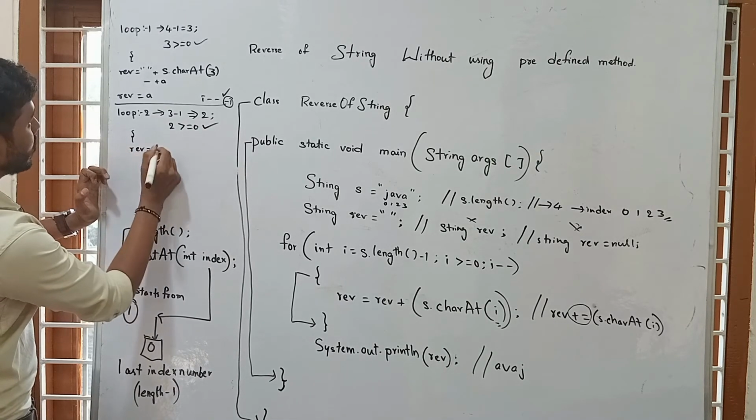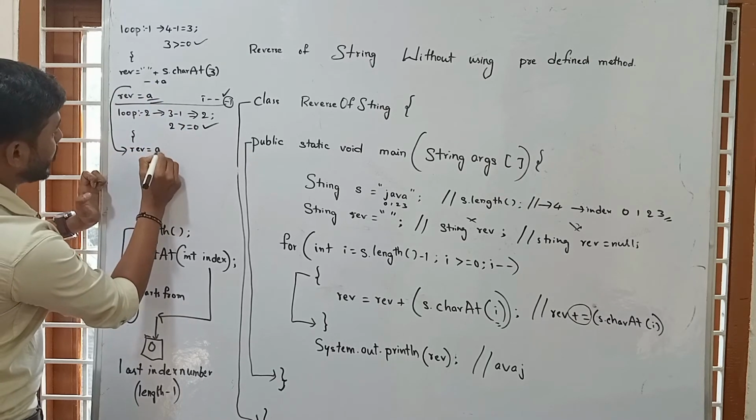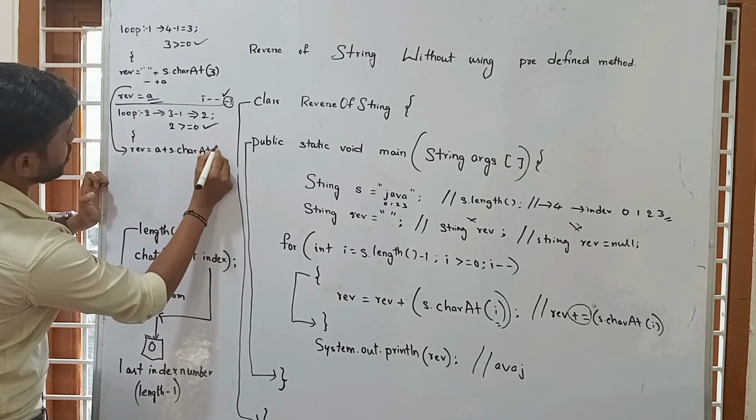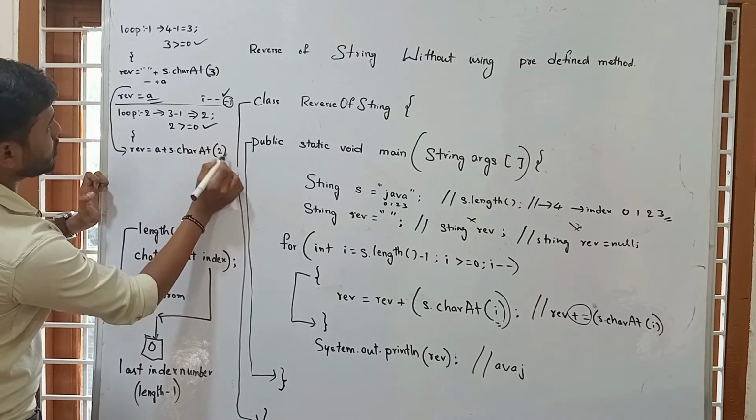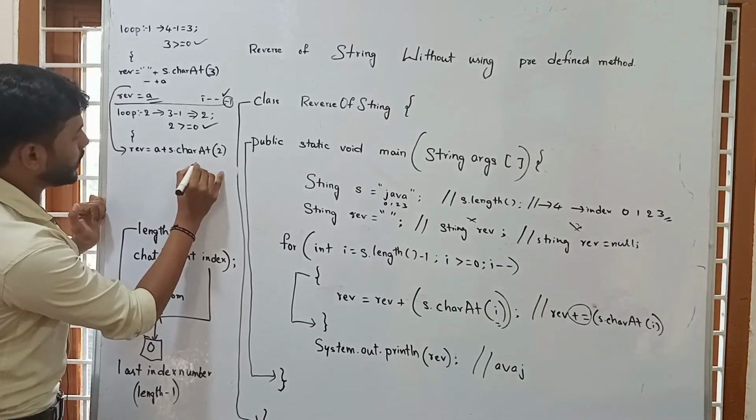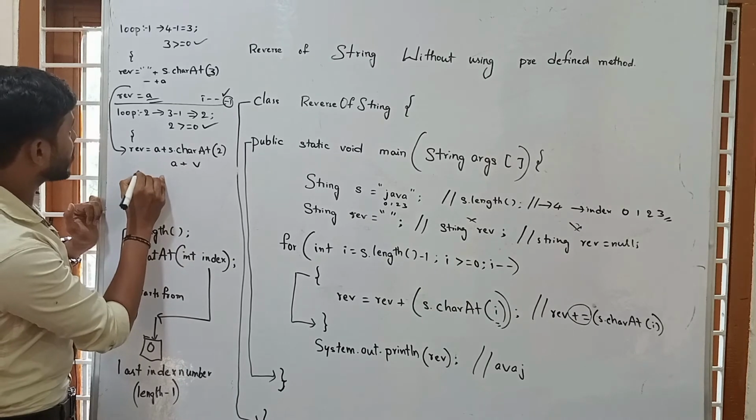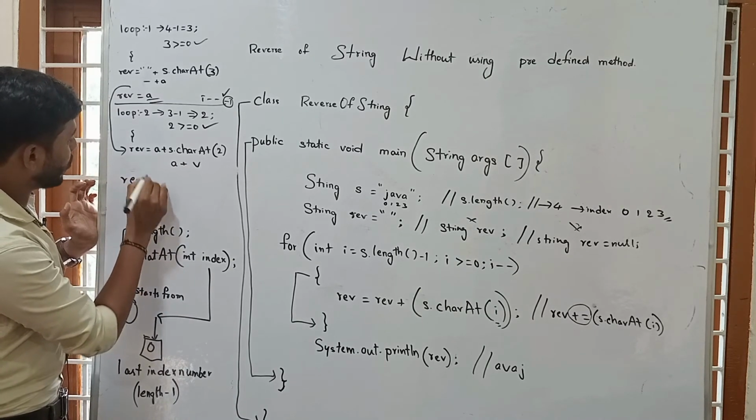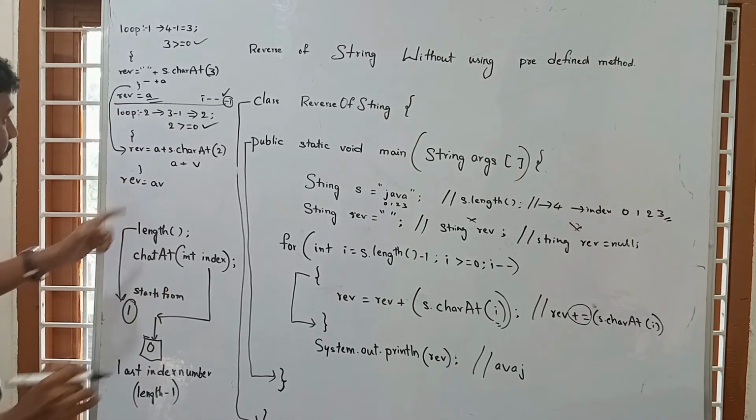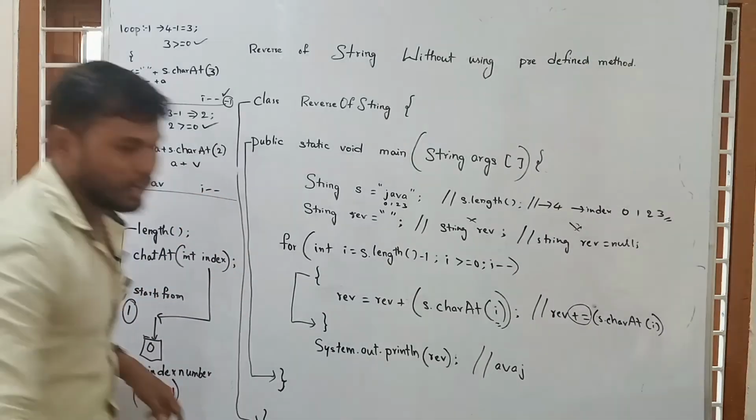reverse equal to reverse. Already reverse got a value. Reverse value is A. A plus s.charAt(2). What is the 2 value? In the 2 we are getting a V. Before that we have A plus V. Now reverse equal to AV. Reverse equal to AV. And again we have a decrement, i minus minus.